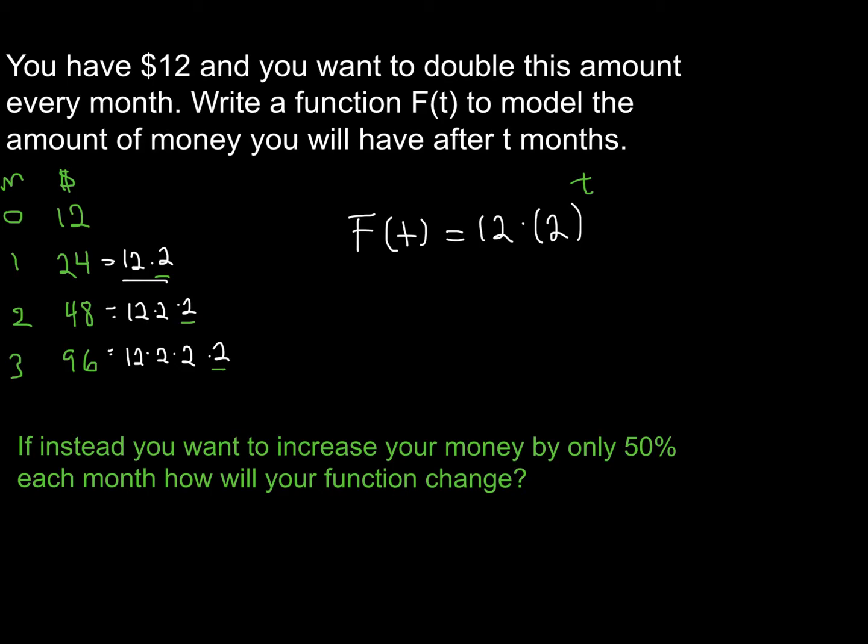All right, so now let's switch it up. Doubling your money is really impressive, right? Doubling your money means that you are increasing the amount that you have each month by 100%, right? First month, after 0 months, at the beginning you have 12, and then you've doubled it, meaning that you've added on another 12, and that is 100% of what you started with. So you added 100% to your total.